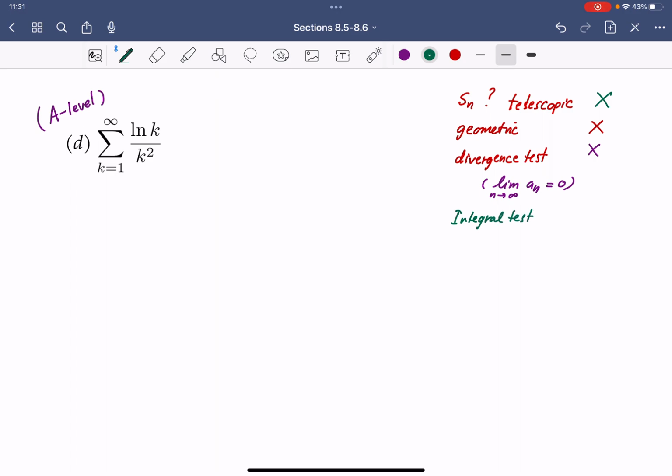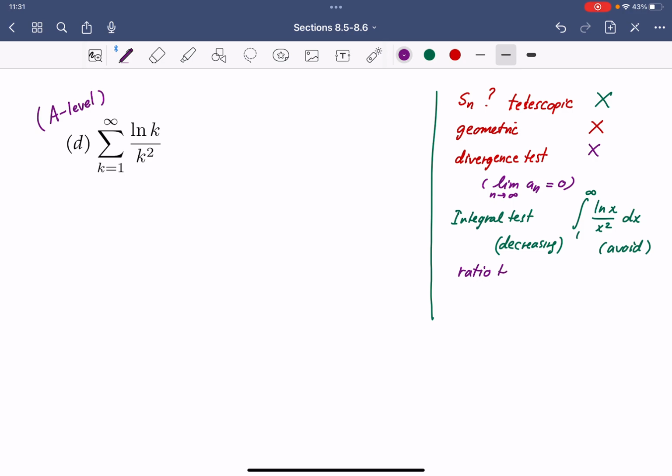But for the integral test, you have to integrate log x over x squared dx from 1 to infinity. In order to use the integral test, we want to avoid it because the integral test is the hard one, because we don't want to integrate. We also need to check whether the function is decreasing or not. It's too much work to do the integral test for now, so we don't want to do the integral test.